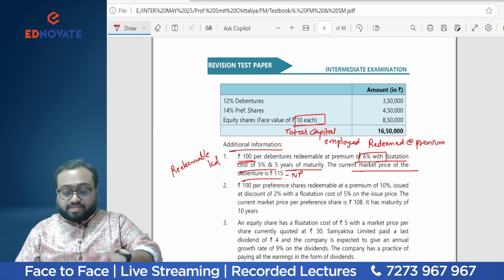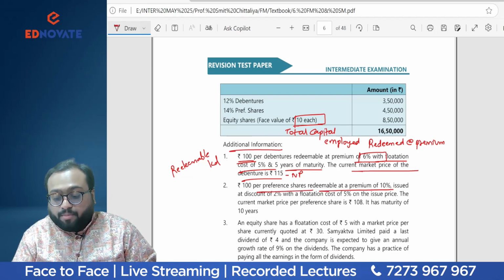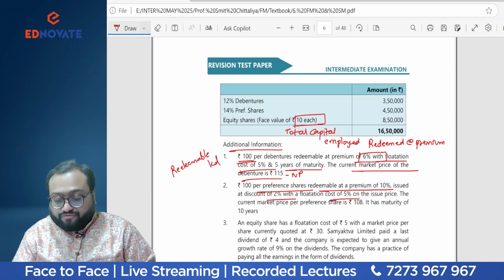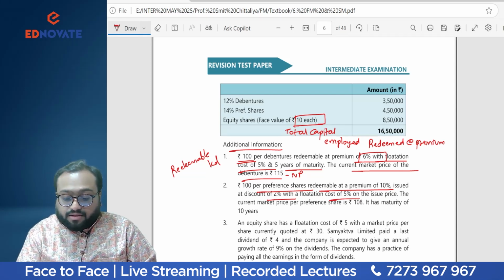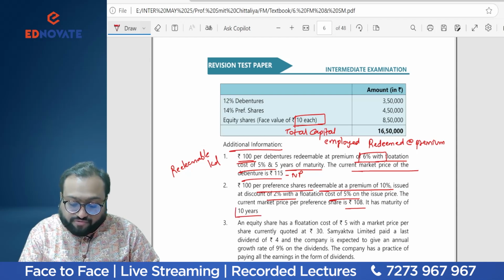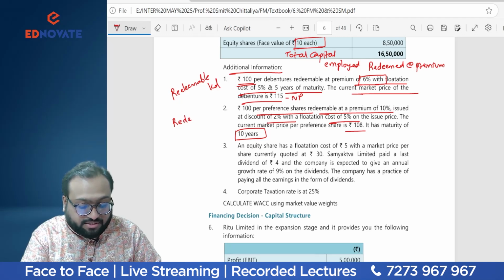Then we have the second part: rupees 100 per preference share, redeemable at a premium of 10%, issued at a discount of 2% with a flotation cost of 5% on the issue price. The current market price of the preference share is 108. Its maturity is 10 years. And equity share, so here we need to find out the redeemable preference shares. I'll get KP over here.